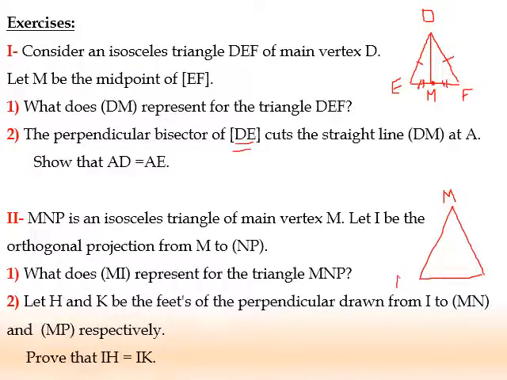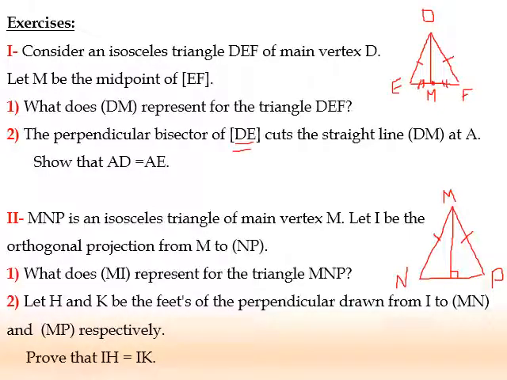Draw NP. Now in this question, they didn't ask for exact measurements, so you can draw NP as you want. Open the compass to a radius that you choose, and from point P draw an arc, then putting the compass on vertex N, draw another arc. The intersection of these two arcs is point M. Since it's isosceles of main vertex M, then MN equals MP. Let I be the orthogonal projection. It's the perpendicular drawn from M to NP by using your set square, of course.